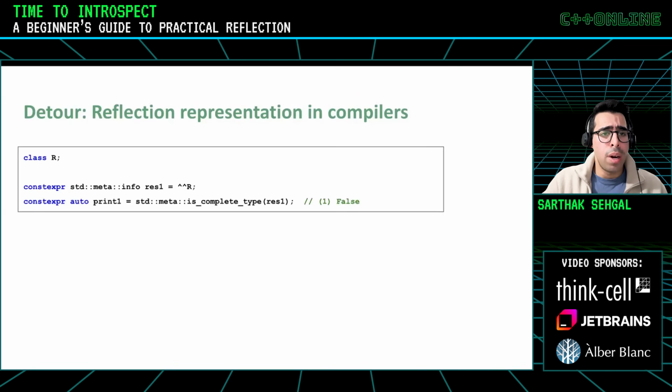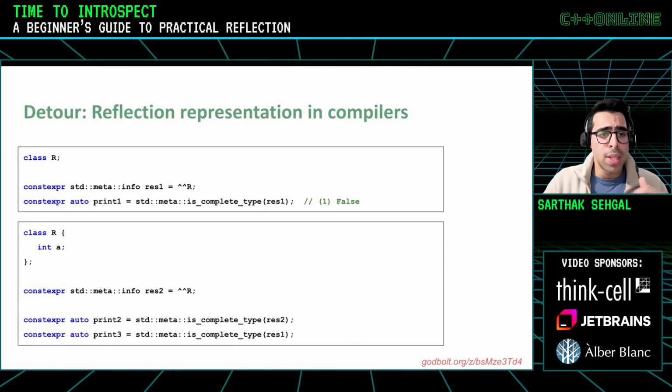Imagine I have this class R, then I have a reflection res1 for the class R, and then what I'm trying to do is print whether the class R is a complete type. is_complete_type basically just checks whether the class or the struct that you're providing has been both declared and defined. In particular, is there a definition for the class already seen? With the definition, the type becomes complete. So in this case, it's going to return false. That's expected. There's no definition right now, there's only a declaration. So I'm using the reflection to check whether there's a definition, and it returns false.